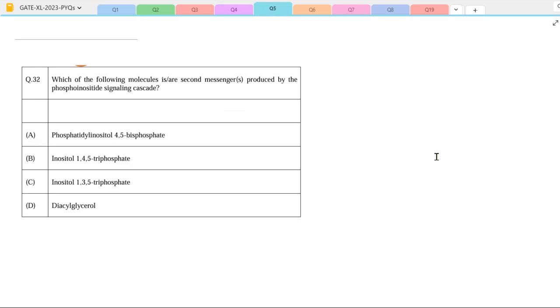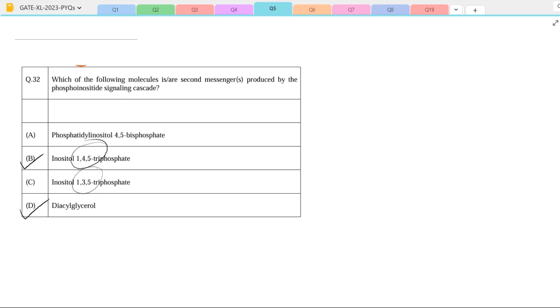Which of the following molecules is or are second messengers produced by phosphoinositide signaling cascade? Here, if you look at the signaling pathway, which ultimately results in the production of calcium ions from the endoplasmic reticulum. The correct options here are B and D, that is inositol 1,4,5 triphosphate and diacylglycerol. So it is important to remember that it is 1,4,5 and not 1,3,5 because it can be easily confusing.